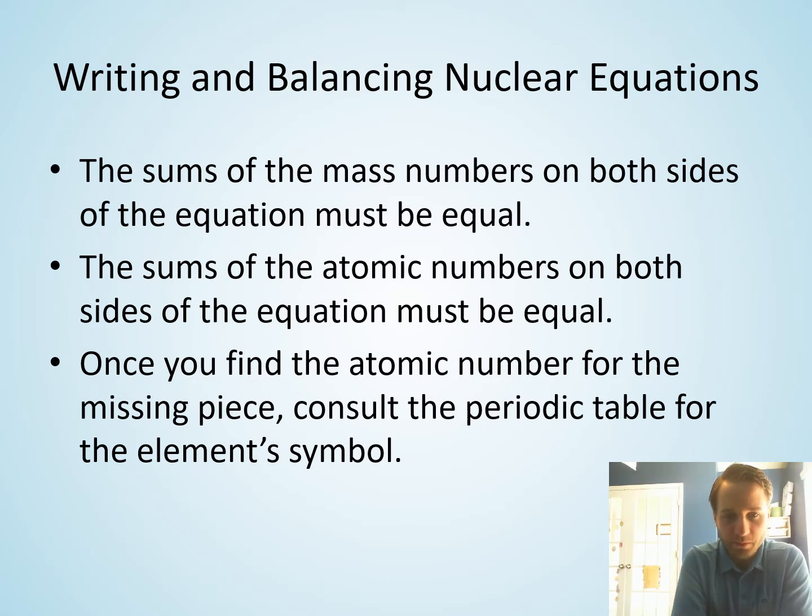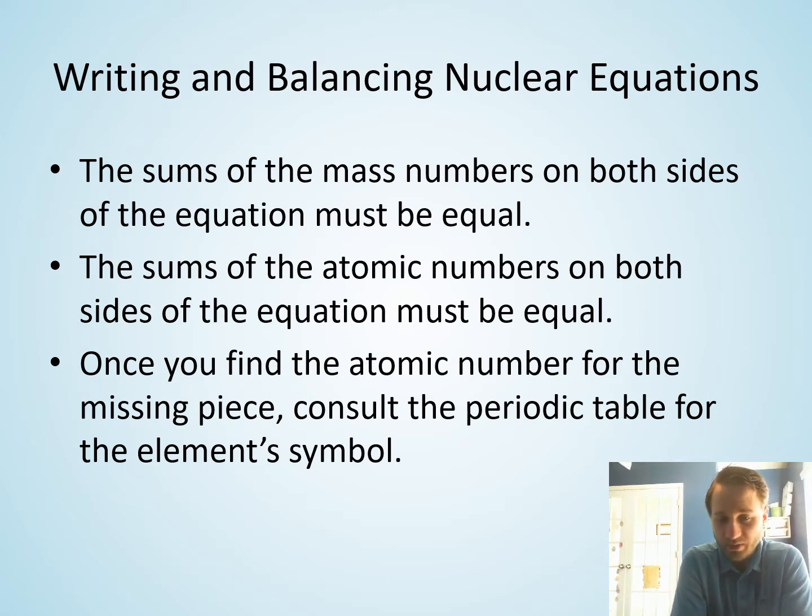To balance a nuclear equation, basically what we need to make sure is that the mass numbers on both sides of the equation are equal and the atomic numbers on both sides of the equation are equal. And that's basically all it is.